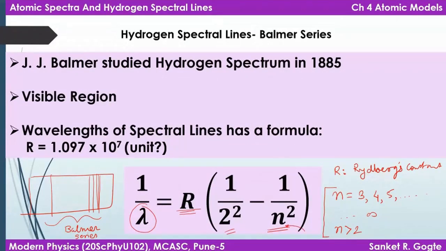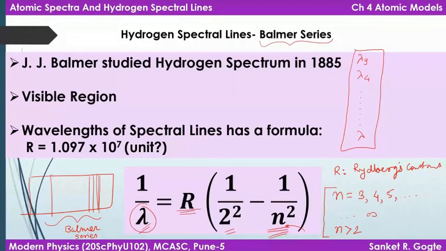No matter what value of n you consider, as long as it satisfies these two conditions, when you plug in here, for example, you could plug in n as 3 and obtain one value of 1 by lambda. Let me call that lambda 3, because I'm plugging in n as 3. Similarly, if I plug in n as 4, then I will get another value for 1 by lambda, and lambda will be different. In this way, I can go on calculating lambdas, and Balmer observed that all these wavelengths are present in the hydrogen spectrum. And all these spectral lines with these wavelengths were given the name Balmer series.